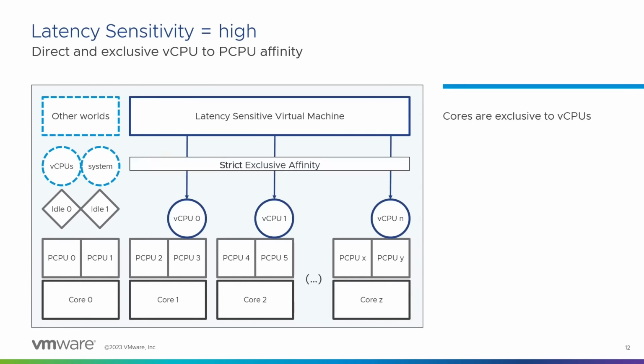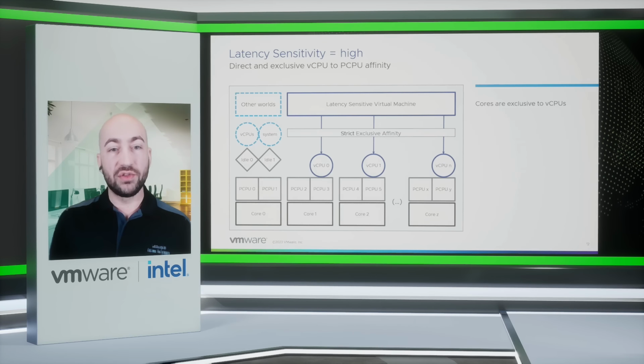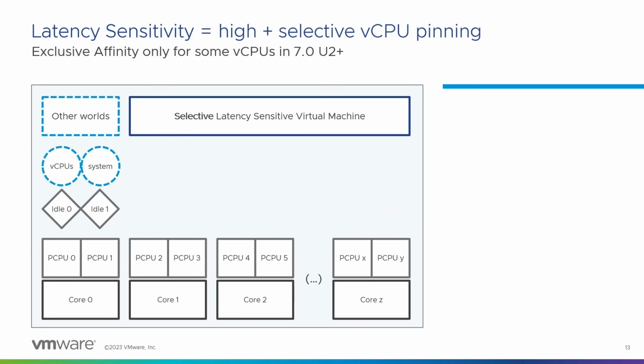How does that look? These latency sensitive machines have something that we call strict exclusive affinity. So the vCPUs are bound to a thread of the underlying cores. And to give you that full determinism, we're not using hyperthreading. We're idling the sibling so that you have full control. But that also means both threads are exclusively available to that VM and one of them isn't doing anything.